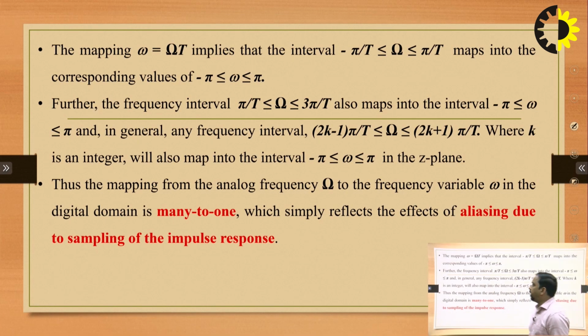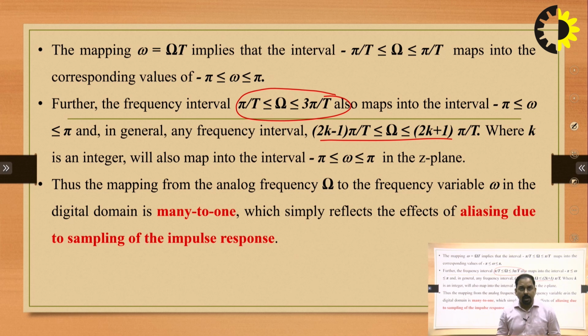Now here we have a summary. As per the mapping, the relationship between the analog domain frequency and the digital domain frequencies: whatever the frequencies are between pi by T to 3 pi by T, they are also mapped between minus pi to pi. And in general, we can say that 2k minus 1 pi by T less than omega, and less than 2k plus 1 pi by T, where k is an integer, will also be mapped between the same minus pi to pi in the z domain.